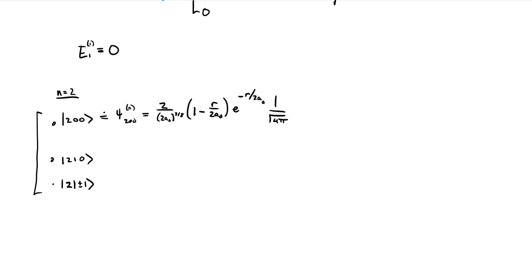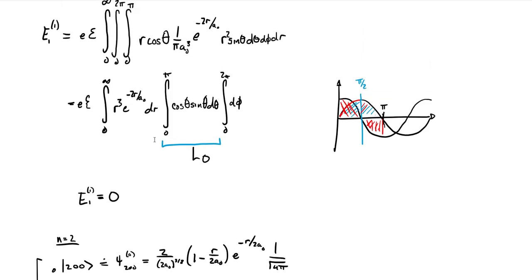So, what was the parity of these things? If you recall, the hydrogen wave functions, the parity of them was essentially determined by that L quantum number, right? Independent of M or N, if L was odd, they had odd parity. If L was even, they had even parity. So what does that mean for our integrand for those matrix elements?